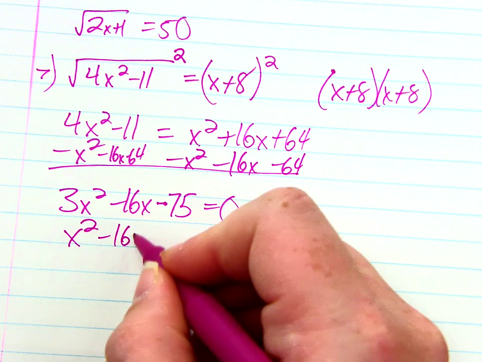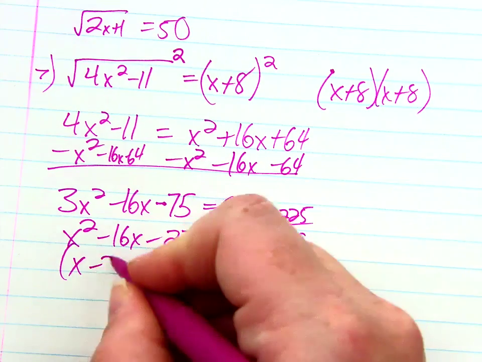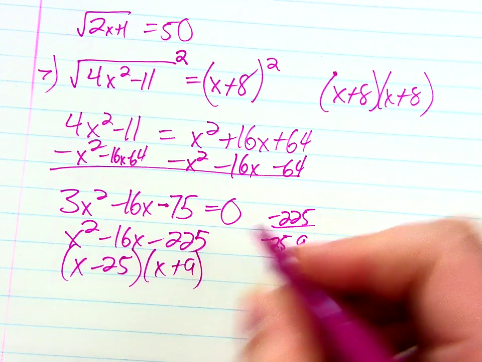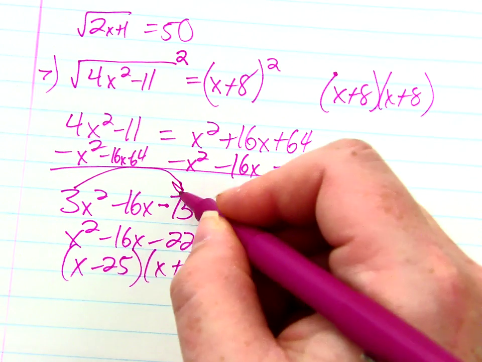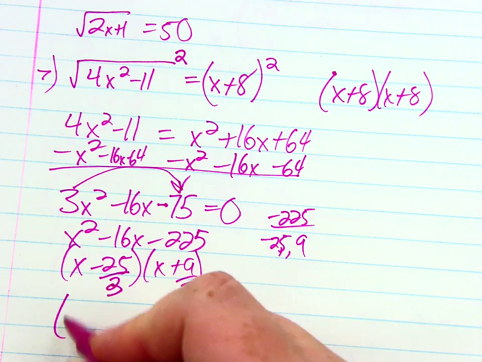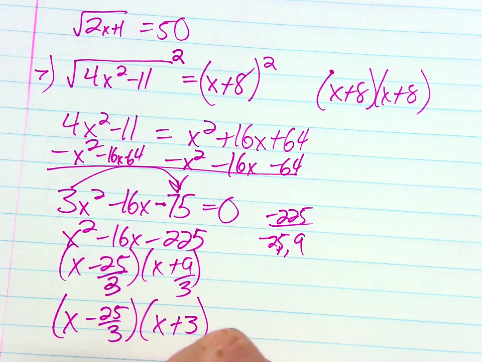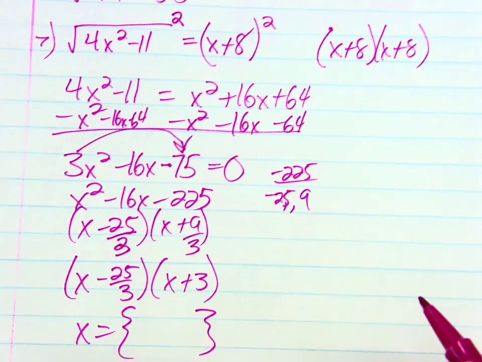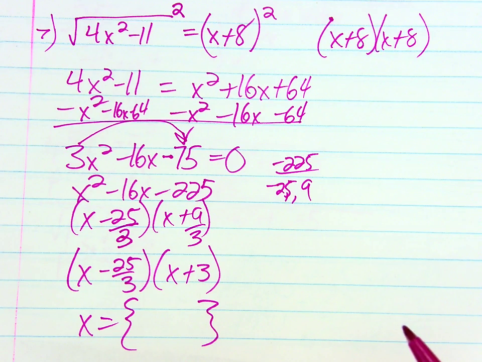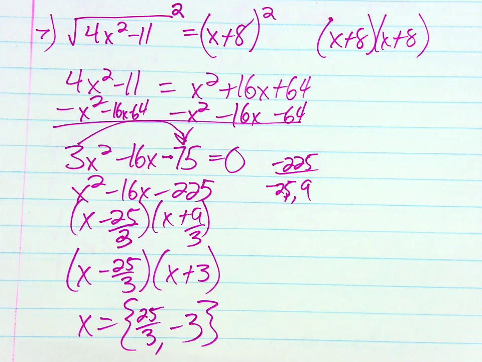All right. X squared minus 16x minus 225. X minus 25, x plus 9. Since I multiplied by 3 in the beginning, I now need to swoop in and divide by 3. So I got x minus 25 thirds and x plus 3. So my answers are actually what? 25 thirds and negative 3. Hey, that's pretty cool.